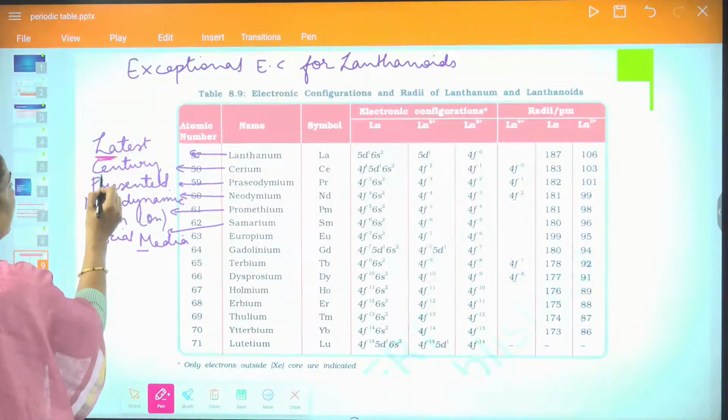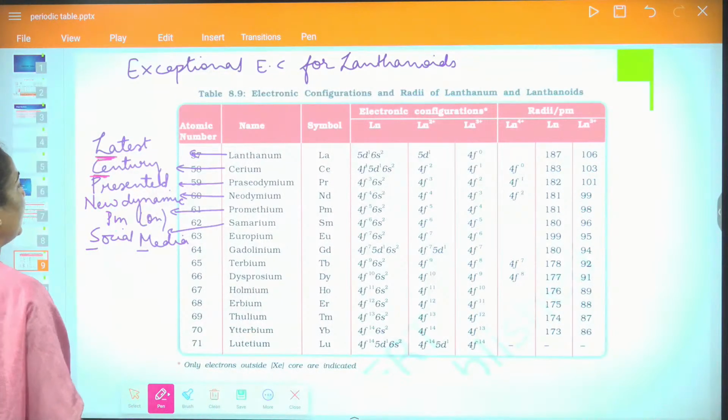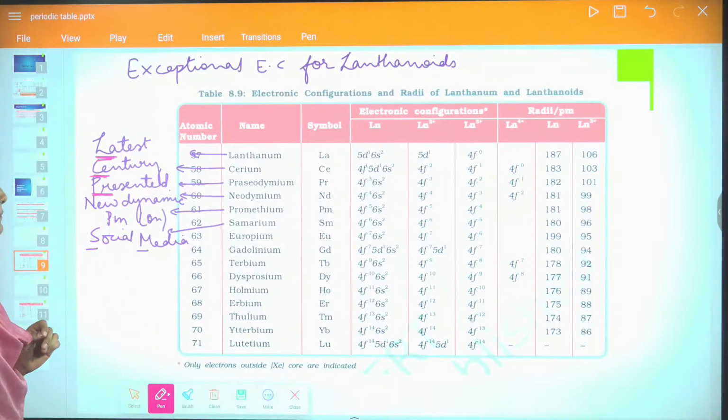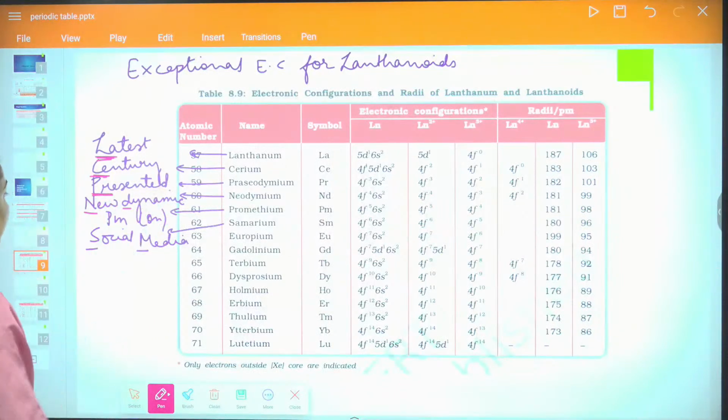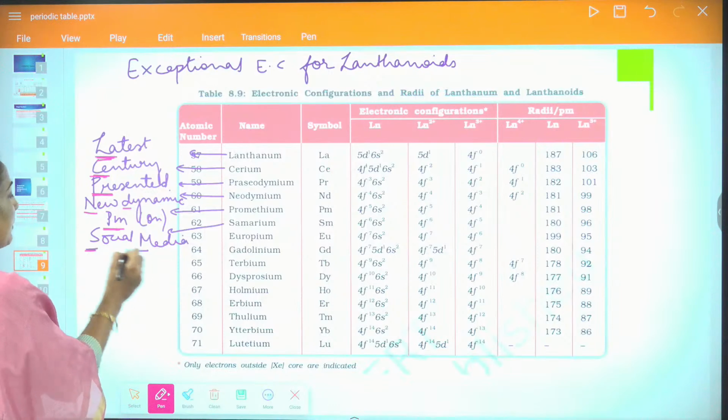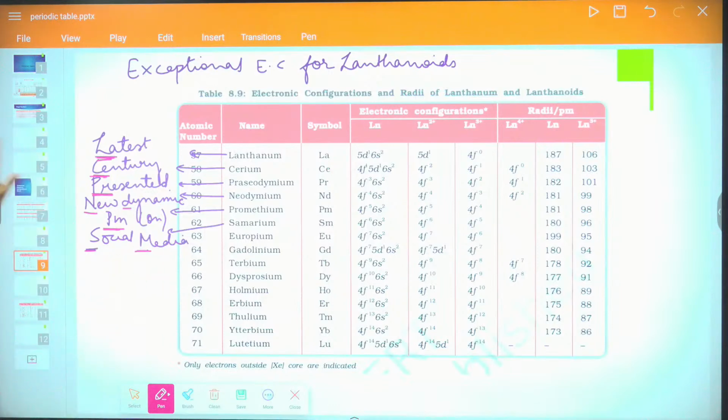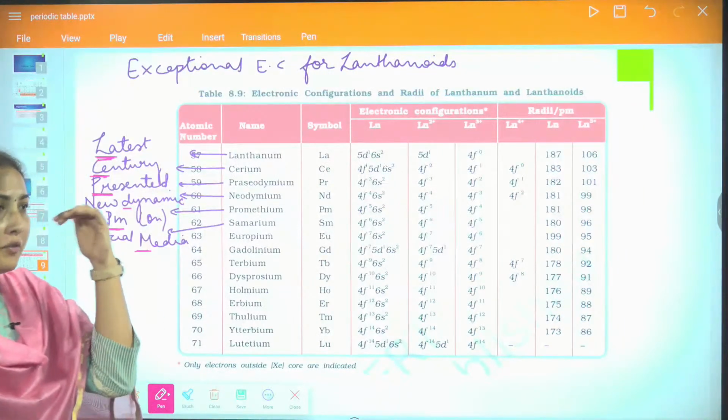So this is lanthanum. You are having cerium, Ce, praseodymium, right? Then you are having neodymium Nd, new dynamic. In one line only you write. Then promethium PM I have given. Then samarium SM. So please make sure you are writing this first, and then I'll be giving you the next one.